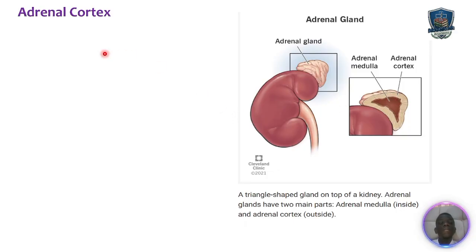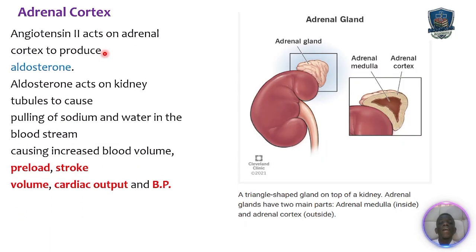Now, let's skip to our today's message. Angiotensin II also acts on the adrenal gland. To be more specific, it acts on the adrenal cortex. And how does that occur? Angiotensin II acts on the adrenal cortex to produce aldosterone hormone. Now, aldosterone is a very special hormone in that it works on the kidneys, on the kidney tubules to be more specific.